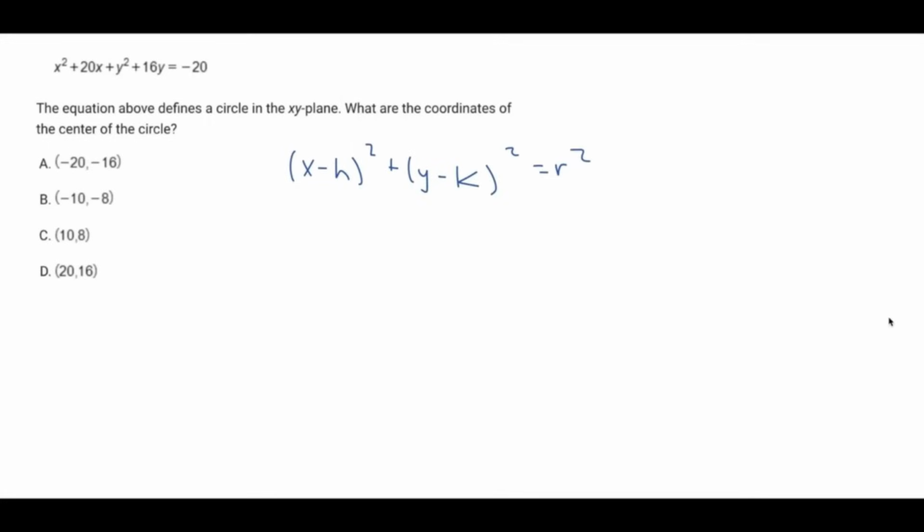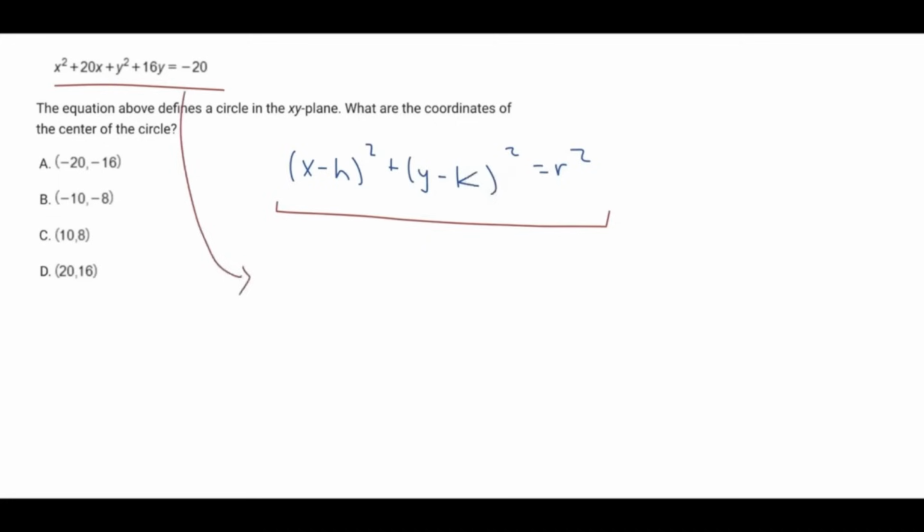The equation above defines a circle in the xy plane. What are the coordinates of the center of the circle? So I've written out the actual circle equation out here. You can see that our current equation doesn't match that. So we can't really base our coordinates here. So we can't take 20 or 16 or any of that. But essentially to find our coordinates, we know that H and K represent the coordinates of the center of the circle.